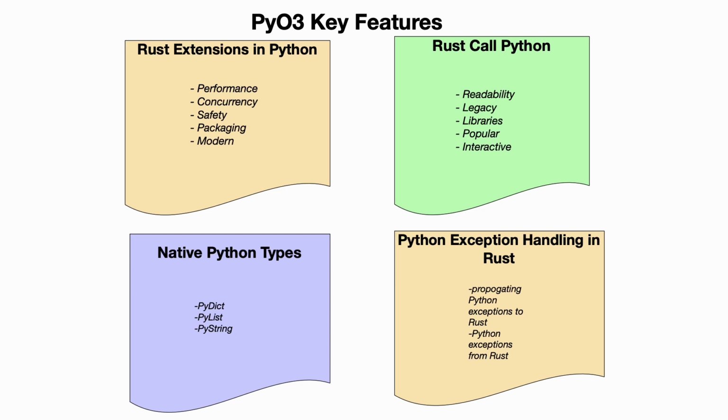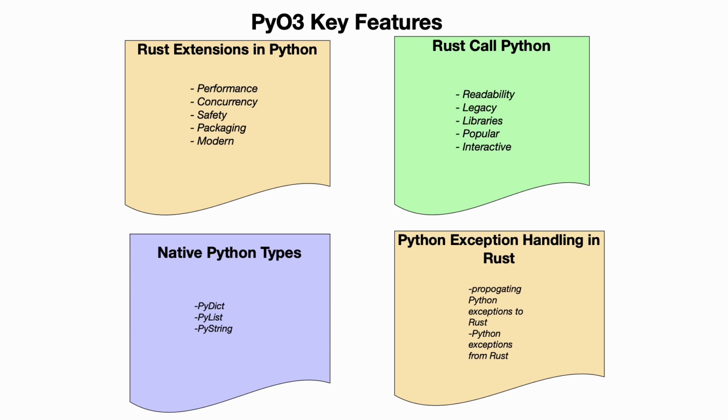The reason for this is that Python is very readable, where it's really simple to look at the code. There's also lots of legacy code in Python you may want to interact with. And the libraries are extensive because the language has been around for 30 plus years. It's a very popular language as well.